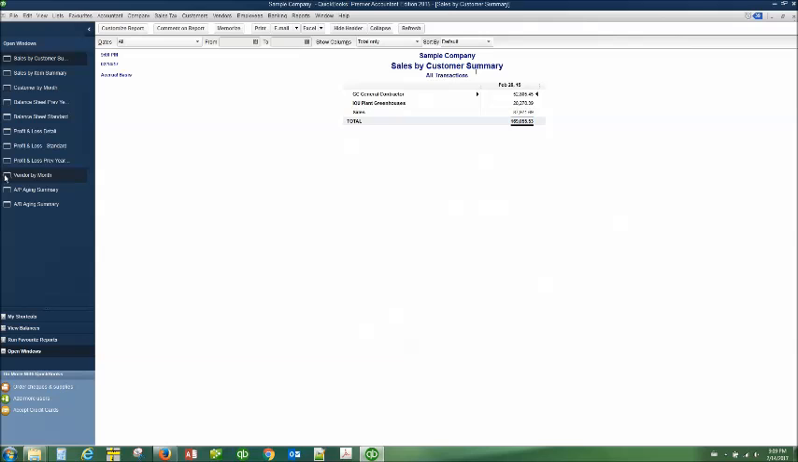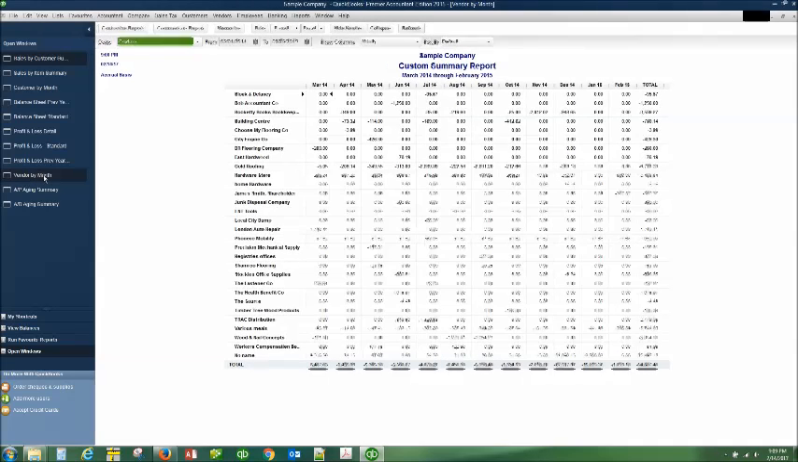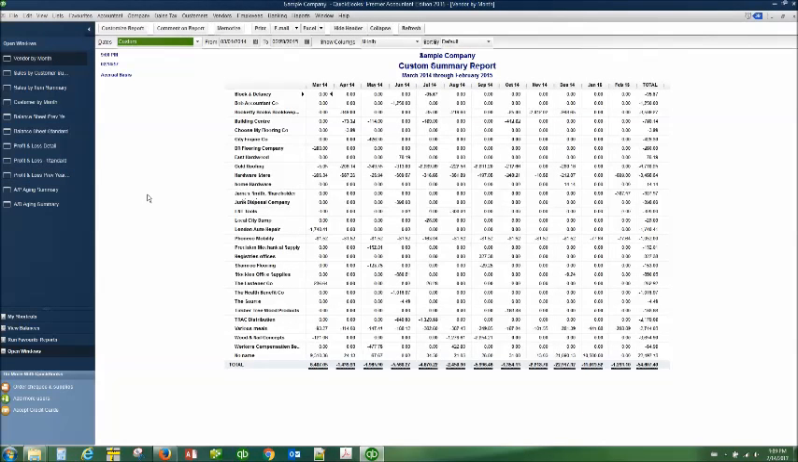And the final one I'll show you that's quite common is the vendor by month. If you're wondering where your money is going, this is an excellent report. This shows you exactly who you bought your stuff from and exactly how much money you paid to them every particular month. Excellent report to figure out where your cash is going.